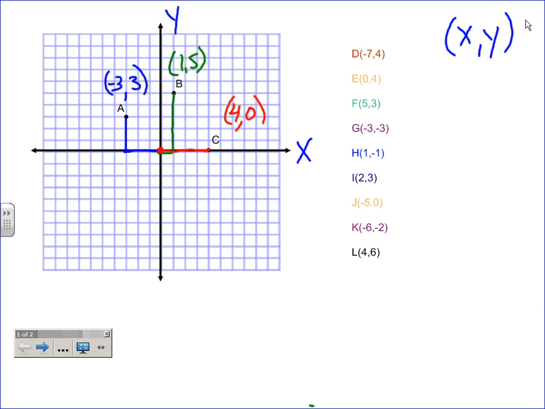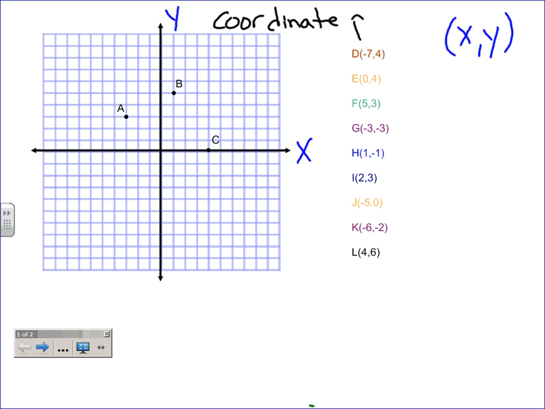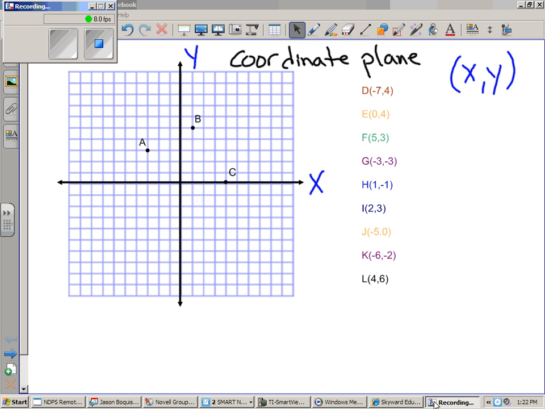I'm going to give you a few seconds here to go ahead and try and graph D through L, and just graph them on this same thing. And what is this whole thing called, by the way? This whole thing has a name. Okay, some of you are going to call it a graph. That's pretty close. It's actually called the coordinate plane. You might want to write that down somewhere. You never know, that might be important. Coordinate plane. Because it's a plane that you put coordinates on. That's why it's called that. So go ahead and try that. I'll walk around and see how you're doing.